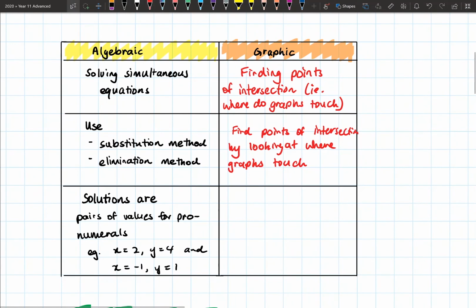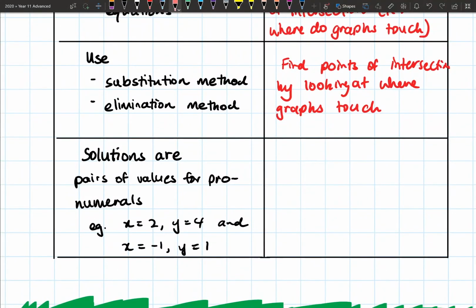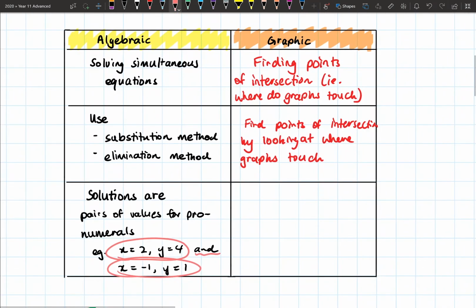When you're solving simultaneous equations algebraically, your solutions are pairs of values for pronumerals. For example, what I had written above was two pairs of solutions: x is equal to 2 and y is equal to 4, and x is equal to minus 1, y is equal to 1. However, when we look at it graphically, points of intersection are coordinates. So here, solutions are coordinates.